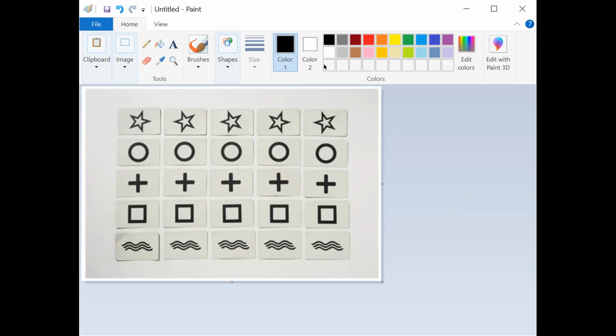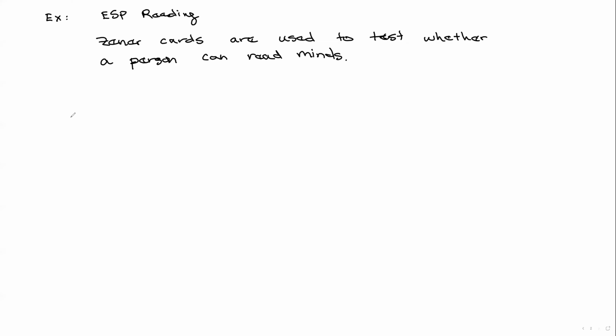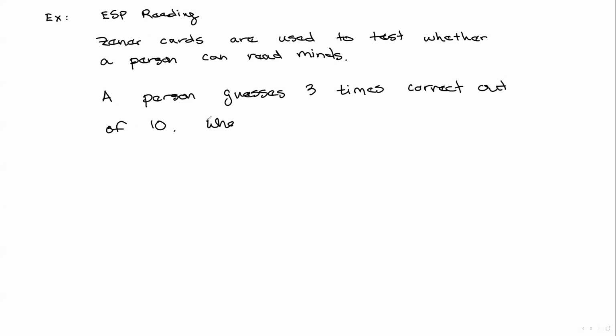So how does this meet the criteria to be binomial? We've got ESP reading. Zener cards are used to test whether a person can read minds. And there's a little bit more information here. A person guesses 3 times correct out of 10. What is the probability of this happening?